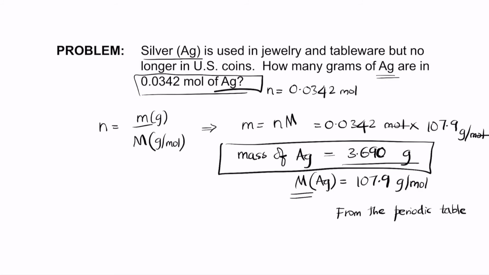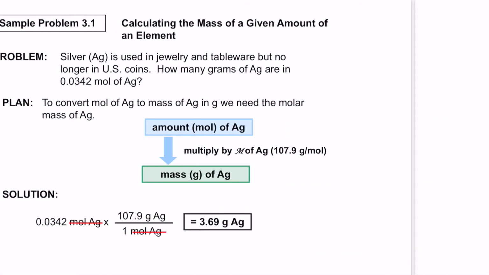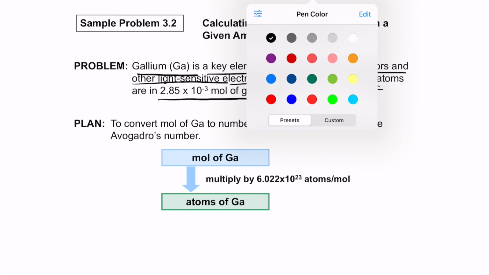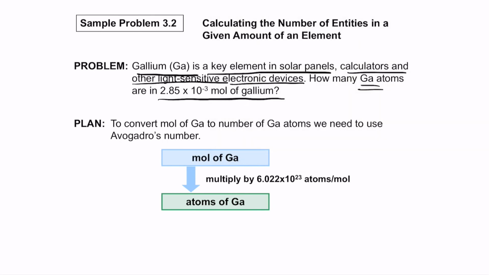So let's try another problem. Here they have given you the problem: gallium is a key element in solar panels, calculators, and other light-sensitive electronic devices. How many gallium atoms are present in 2.85 times 10 to the power negative 3 mole of gallium? So let's take a look at this problem.